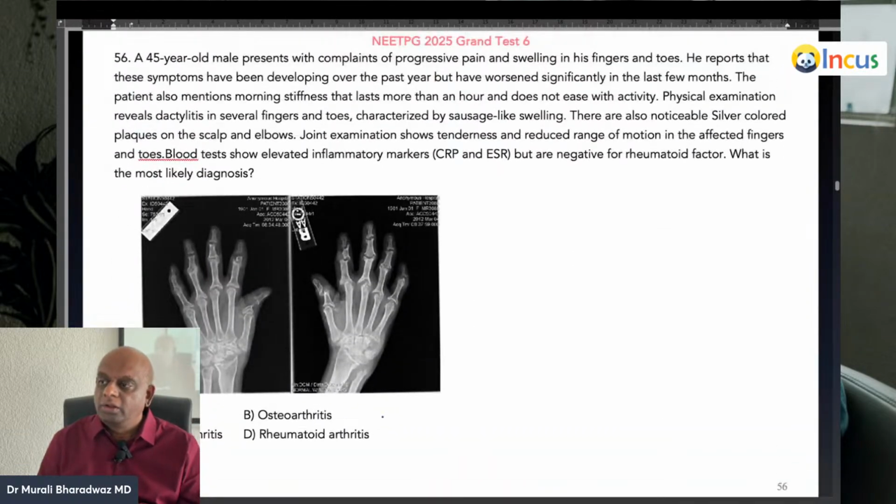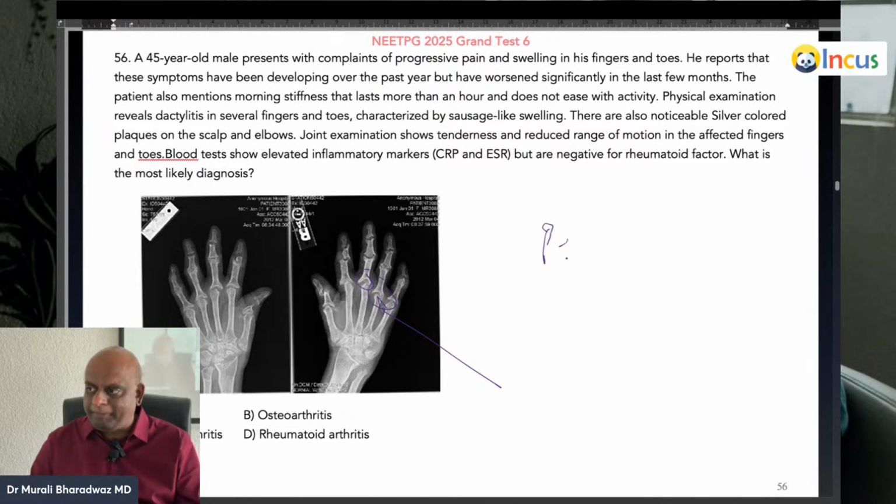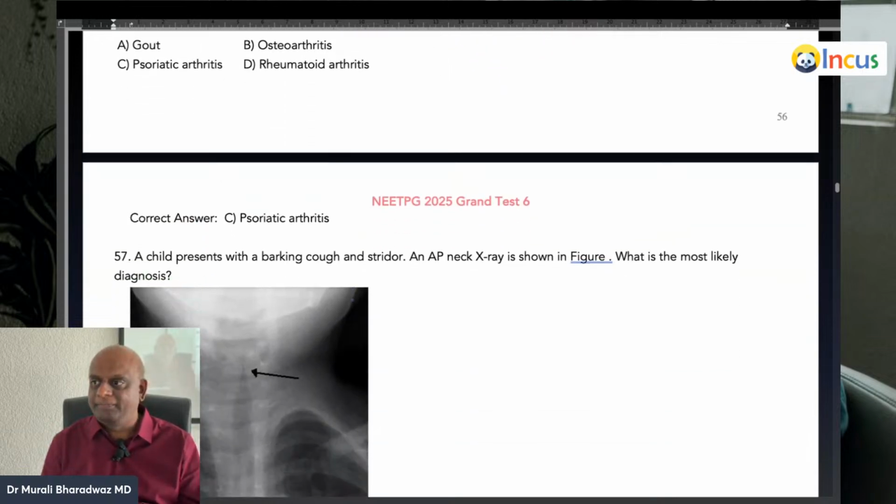Now, what do you see? This X-ray is showing you penicillin cup appearance. Arthritis mutilans is the name given for psoriatic arthritis.